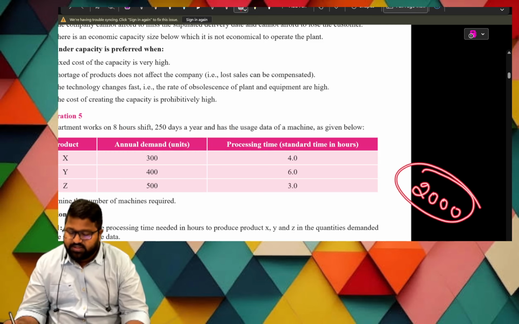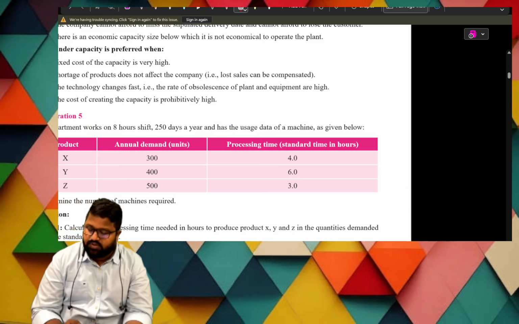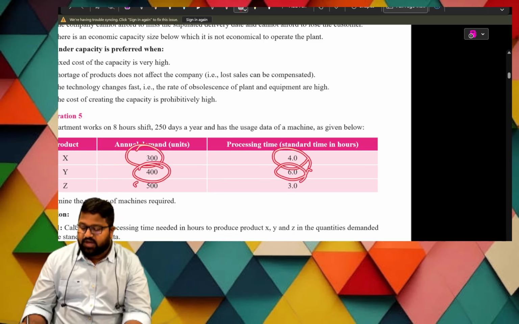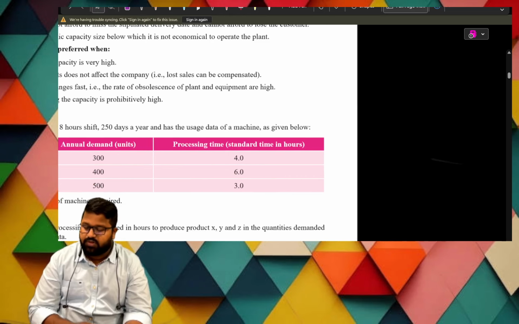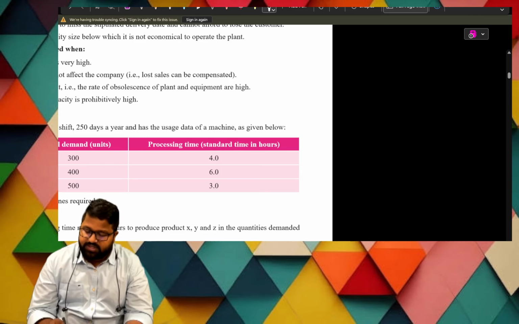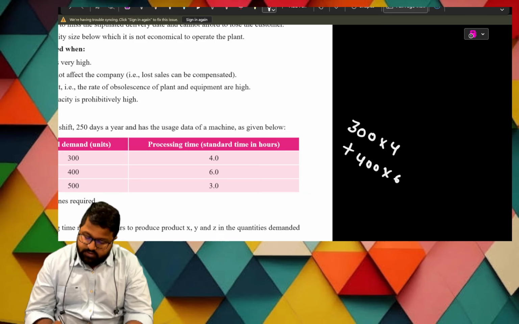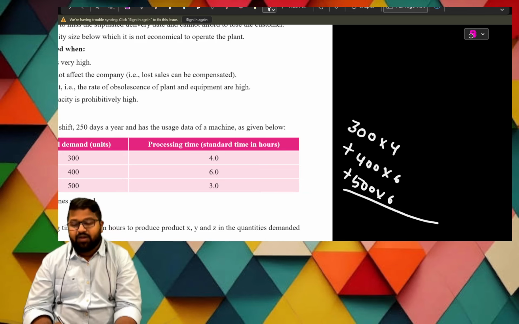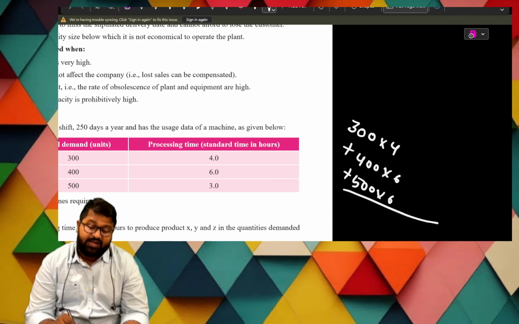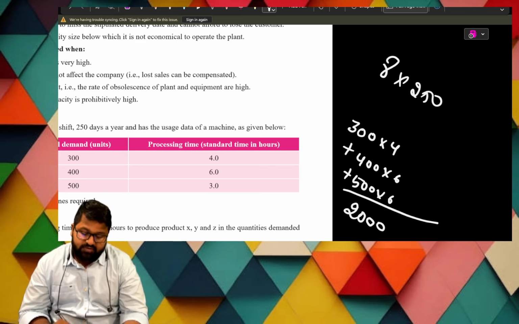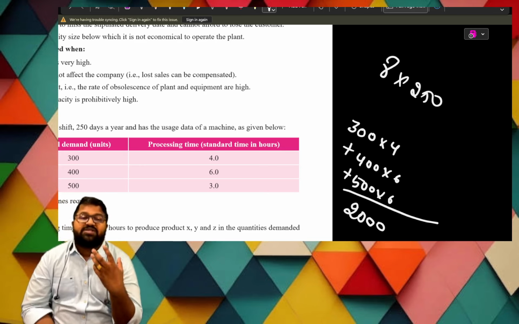Next, how much time is required to produce these goods? 300 units are required, processing time is 4. 400 units are required, processing time is 6. And 500 units are required, processing time is 3. So how will you get it? Just see the answer, buddy. The actual time required is 300 into 4 plus 400 into 6 plus 500 into 4. This is the data we have. And how much time do we have, buddy? An 8 hour shift for 250 days, that is 2000. By solving this equation, we will get how many machines are required.